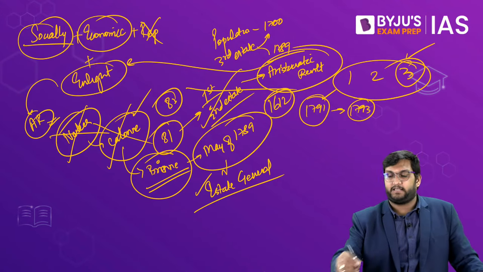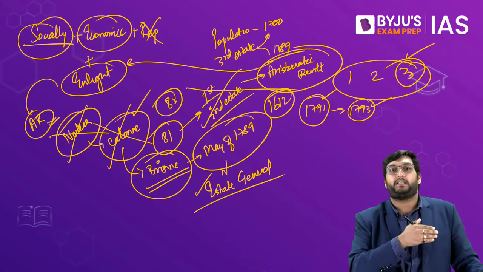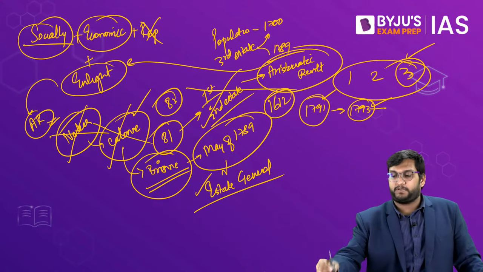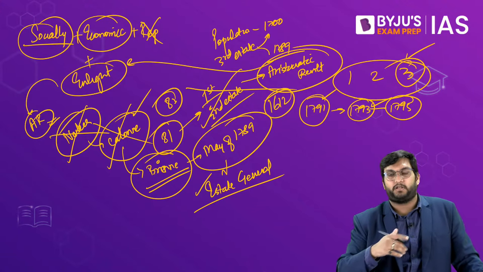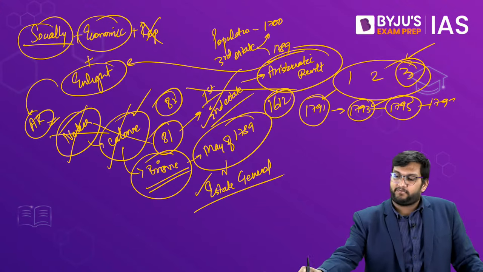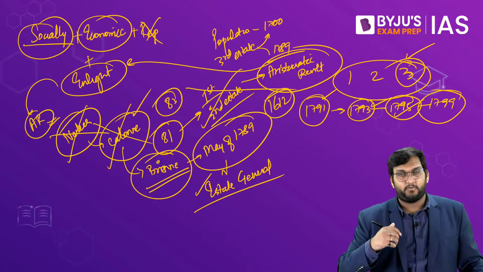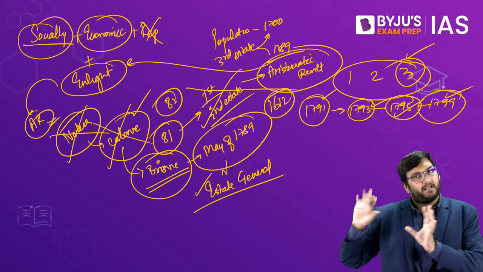1791 constitutional monarchy. 1793, they will become a republic by guillotining Louis XVI. Then it will be the Reign of Terror period of Robespierre. 1794, Thermidorian reaction. 1795, they will write another constitution, and the Directory rule. 1799 is the Consulate rule. Napoleon will capture power, but that is a separate part.